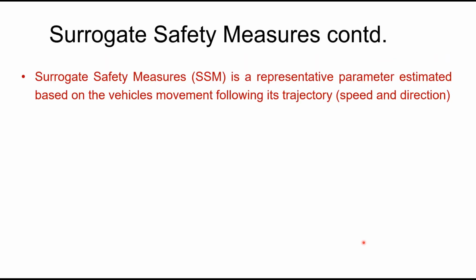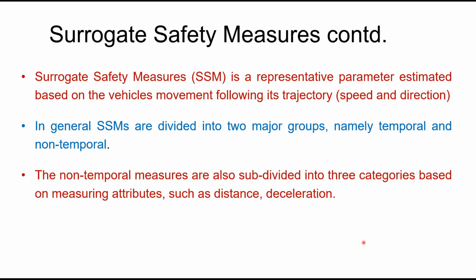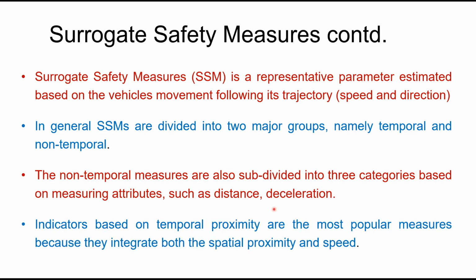The surrogate safety measures are representative parameters estimated based on the vehicle's movement following their trajectory, that is speed and direction. In general, surrogate safety measures are divided into two major groups, temporal and non-temporal. The non-temporal measures are also subdivided into three categories based on measuring attributes such as distance, acceleration, and so on. Indicators based on temporal proximity are the most popular measures because they integrate both the spatial proximity and speed.